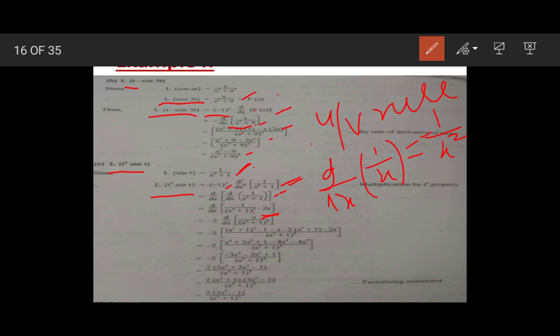Now minus 2 is constant, so that will come outside. Derivative of s upon s square plus 1 the whole square. Here I have to use u upon v rule, right? Let me clear the screen. Now I am getting this minus 2 into derivative of s upon s square plus 1 the whole square. So here I have to use the u upon v rule.